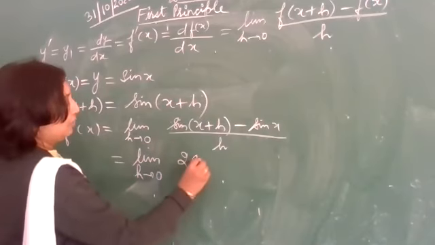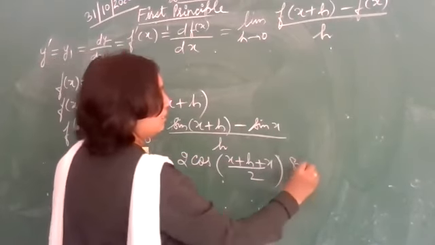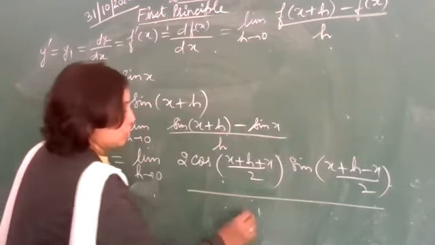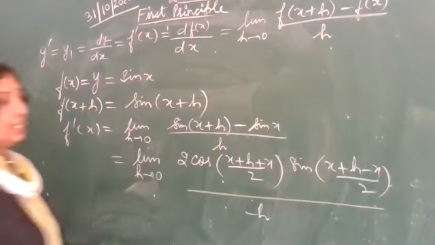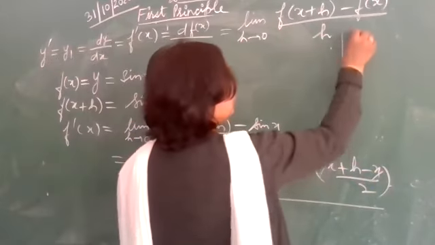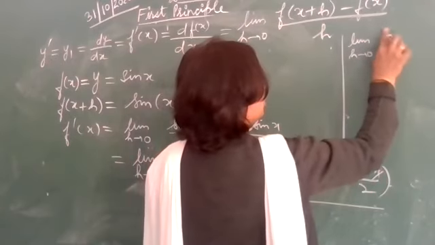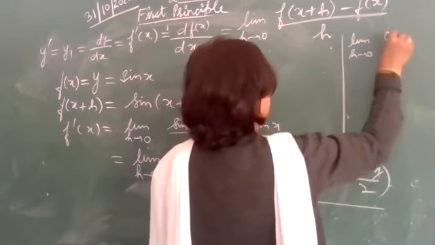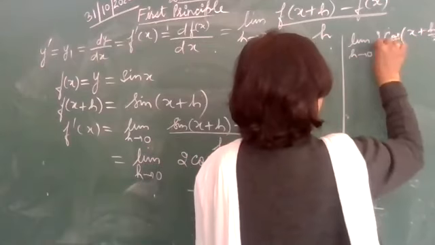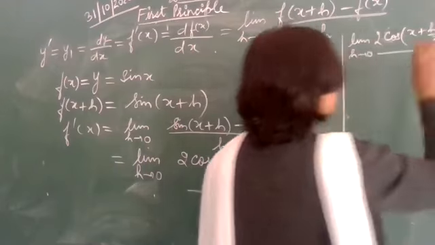2 cos x, yes, sin (c minus d) by 2 upon h. Okay. Let's just cancel it out and we write it in simplified form. This is limit h tends to 0. We get it as 2 cos (x + h/2) and sin(h/2) upon h. Now what do we do?